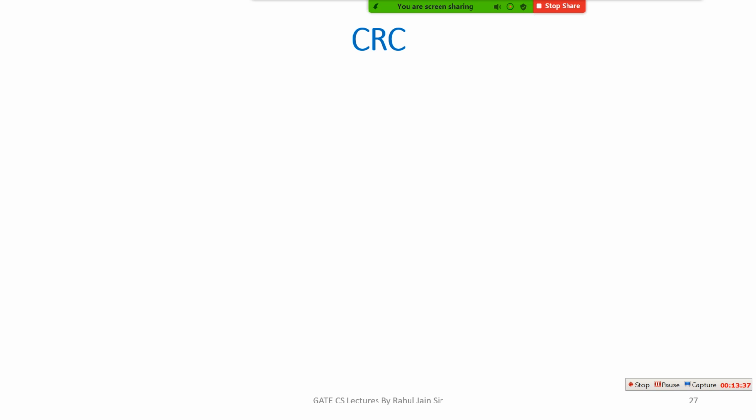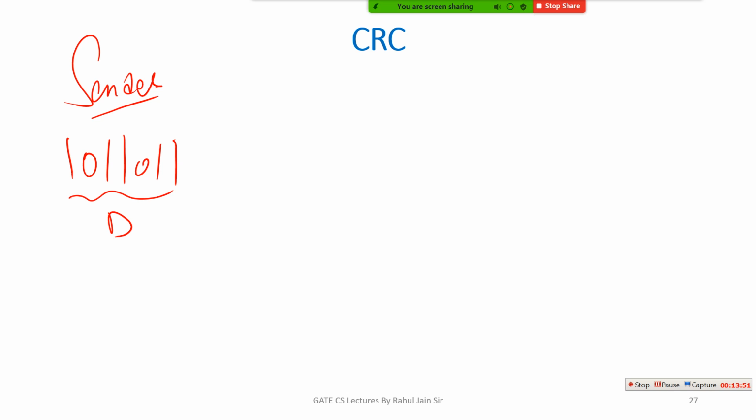For example, my sender has data 1011011. It is the data the sender has, and it wants to send this data to the receiver. So in order to check at the receiver's end whether our data is exactly what the sender has sent or not, we use CRC.